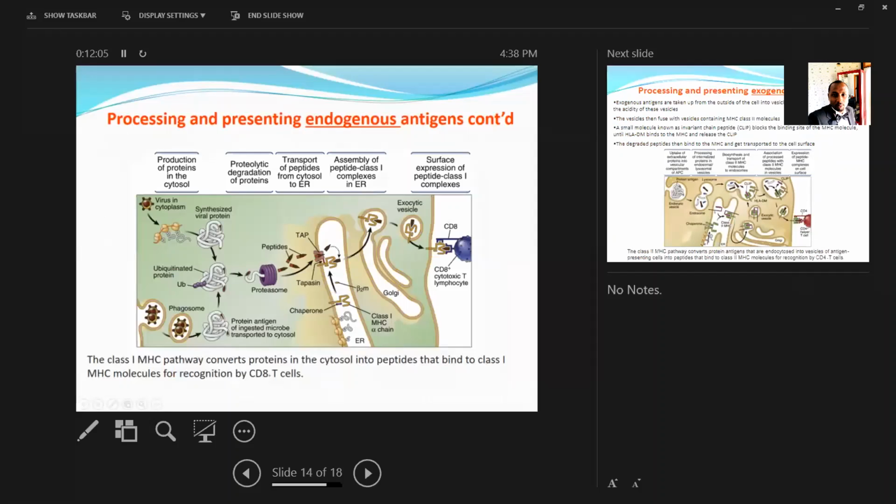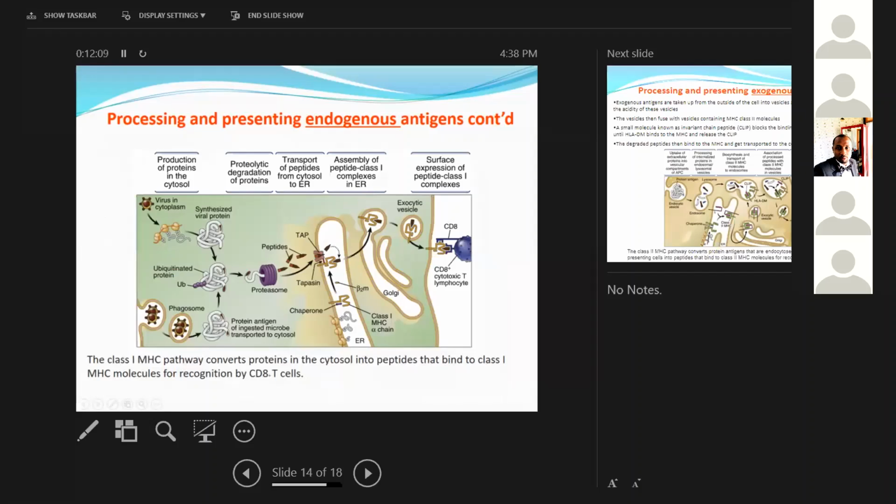Then they need to be pumped into the endoplasmic reticulum, because the endoplasmic reticulum is also where the MHC class 1 is created. So in order for these peptides to move from the cytosol into the endoplasmic reticulum, we have transporter proteins. We call them TAP1 and TAP2. They actually grab these peptides and transfer them to the lumen of the endoplasmic reticulum.